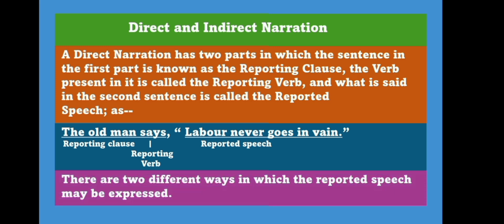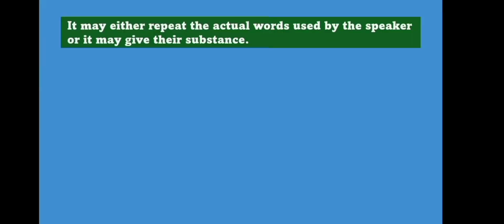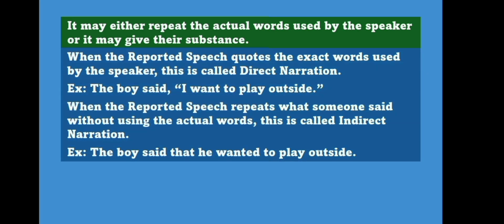Now see the ways by which the reported speech may be expressed. It may either repeat the actual words used by the speaker, or it may give their substance. In direct narration, we find the actual words used by the speaker. For example, the boy said, "I want to play outside." Here the sentence "I want to play outside" contains the exact words used by the boy.